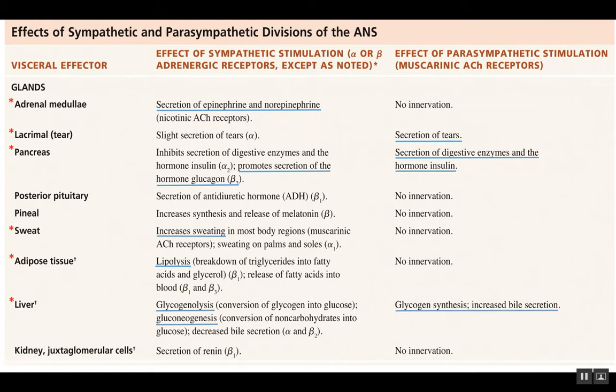Parasympathetic is the opposite. You're going to take glucose from the blood and convert it into glycogen so you can store it. So storing glucose in the form of glycogen is parasympathetic. The liver also is in charge of producing bile. Bile is a digestive secretion. It helps with your digestion. So that should be parasympathetic. All right, so those are all glands.